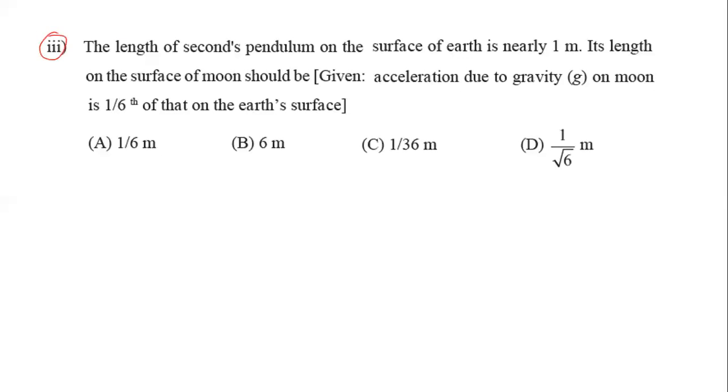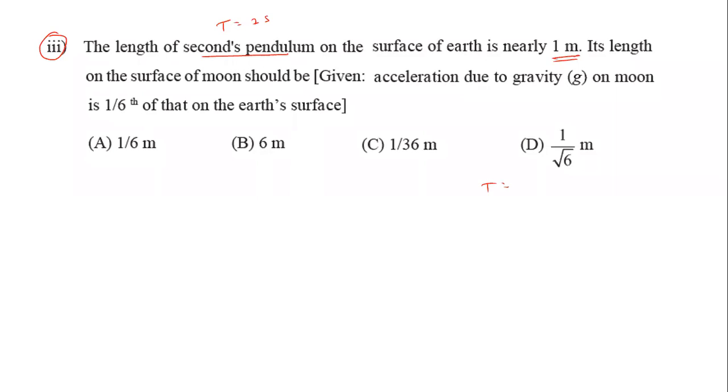MCQ number 3. Length of seconds pendulum. Seconds pendulum means pendulum with period 2 seconds. On surface of earth is 1 meter. Length of seconds pendulum on earth is 1 meter. Its length on the surface of moon should be. Acceleration due to gravity on moon is 1/6 of that on earth's surface.